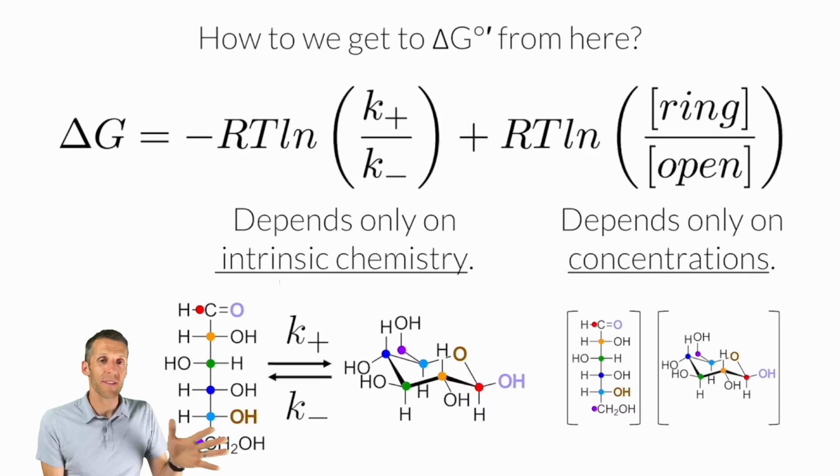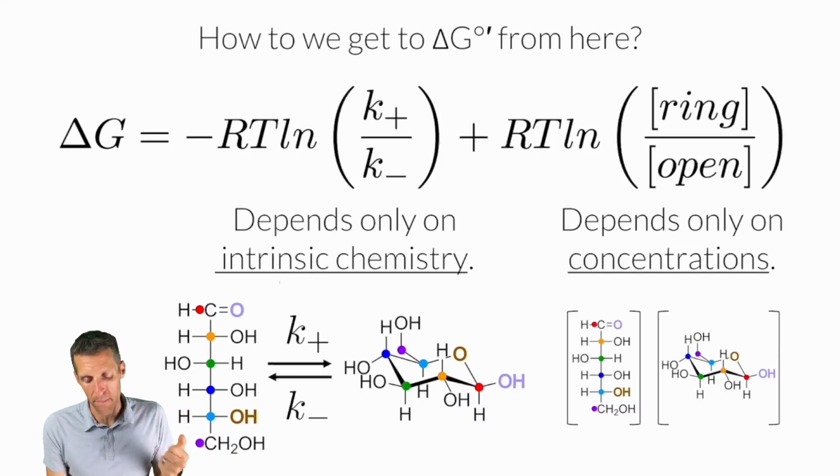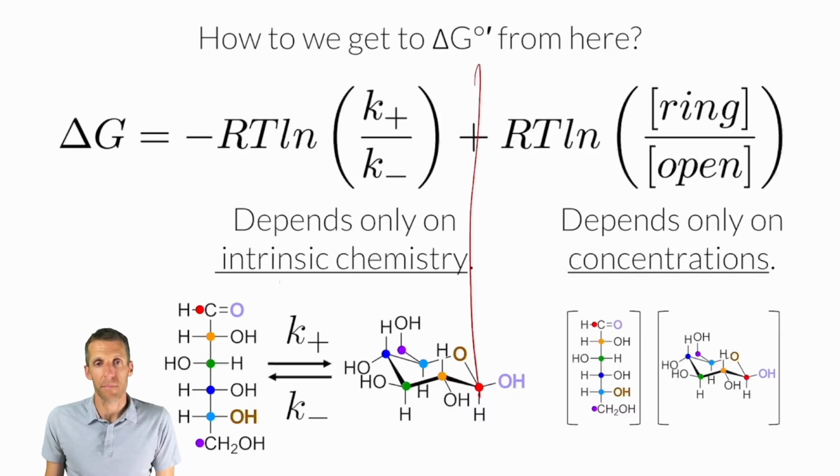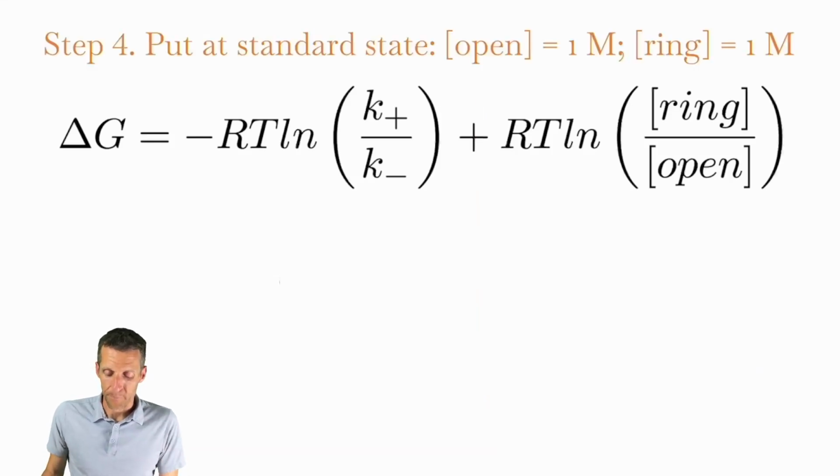Okay, so I said we were on a side. We're almost done with the aside. Let's try to get back to our main path. So how do we get to a delta G naught prime from where we are? We were just saying that it's cool that we've broken this expression into a half that depends only on chemistry and a half that depends on concentrations. How do we get into delta G naught prime?